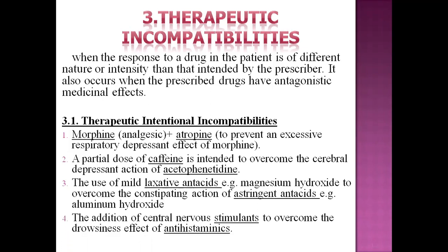CNS stimulants to overcome the effect of drowsiness of antihistaminics. Antihistaminics are used in treatment of allergy. They have three generations. The very first generation used to cause severe CNS depression. In the early days, like the 1930s or 1940s, when you were prescribed antihistaminics, you were prevented from working with machines, you were prevented from driving your car. This could be overcome by the addition of a CNS stimulant to overcome the CNS depressant activity of antihistaminics. Here, the CNS depressant activity of the antihistaminic is overcome by the stimulant. This is a therapeutic incompatibility, and it's intentional because I have prescribed one drug to overcome the side effect of another drug.